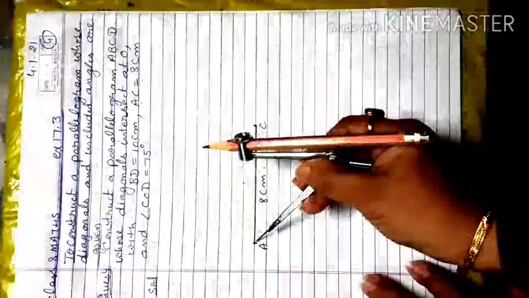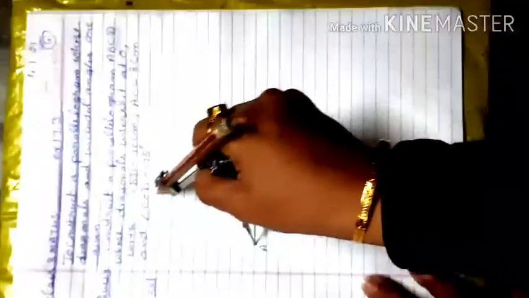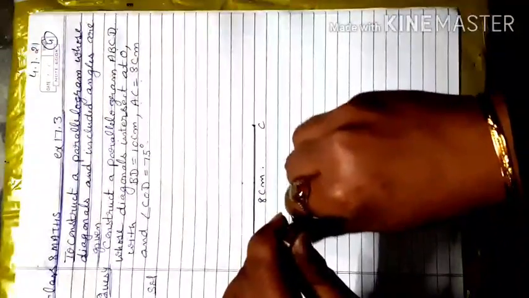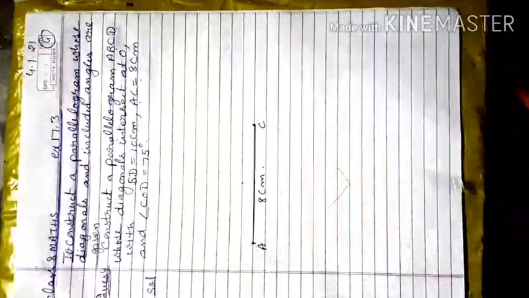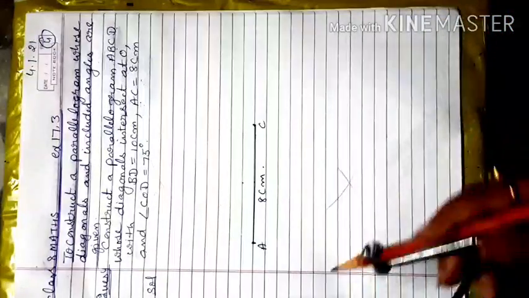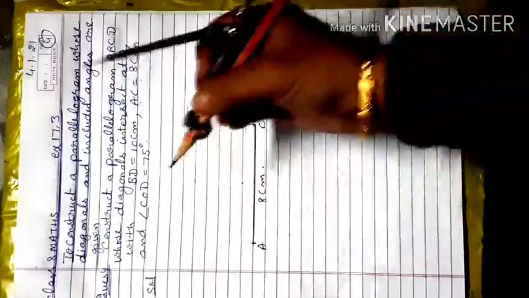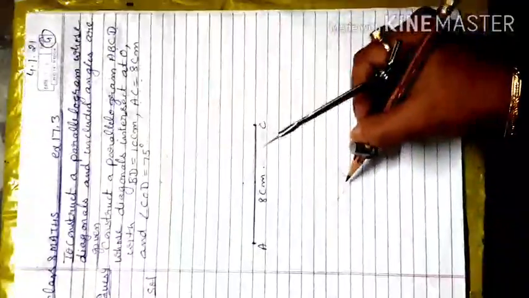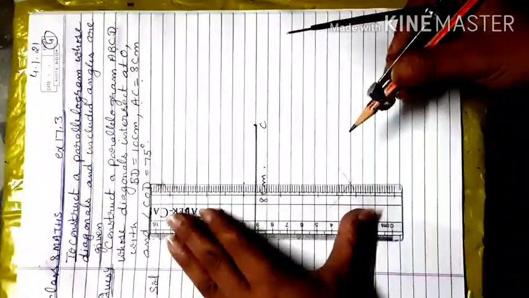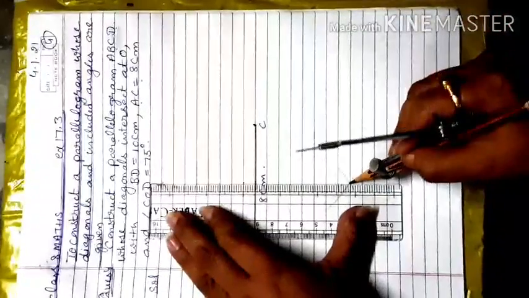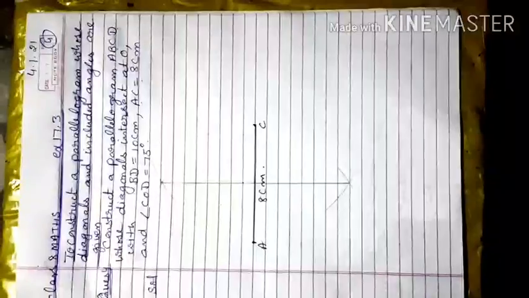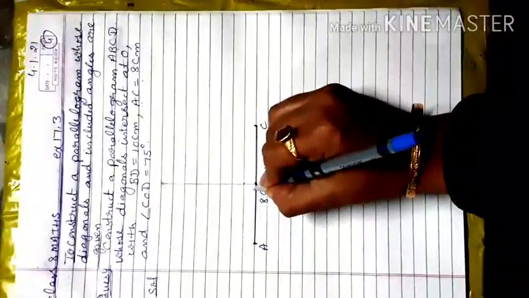Now at E point, E as center, I will cut the first arc that I already marked, with a distance that is less than 8 centimeter, to draw the perpendicular. So at these 2 points, when I join them, that is the perpendicular bisector of the line. So that point is considered as O.